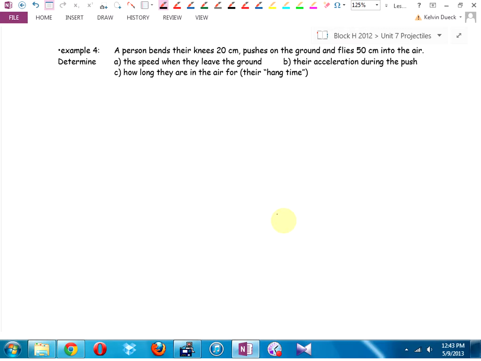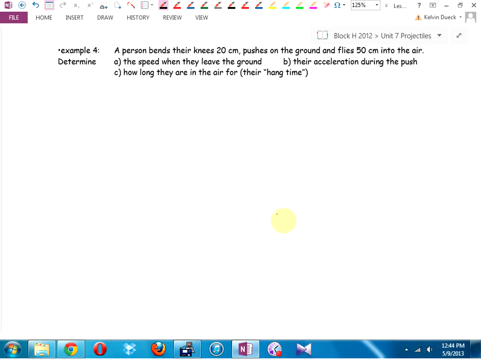But that's what we're talking about. And I hope what you saw, Chris, is there's actually two things going on. Straightening the knees and then free fall after leaving the ground. Two separate situations. A says, determine the speed when they leave the ground. What are they asking me to find in part A?